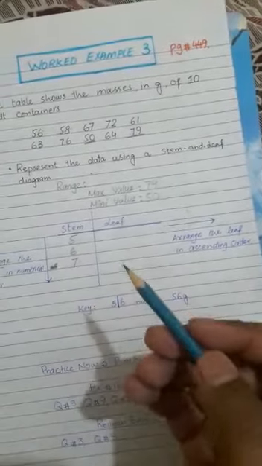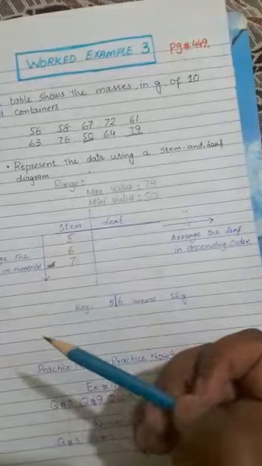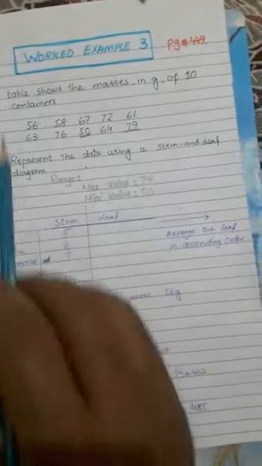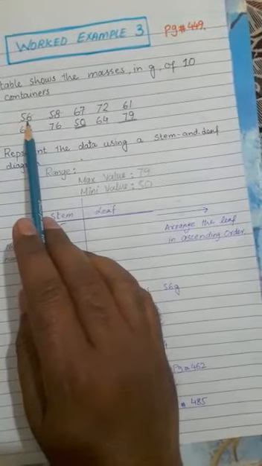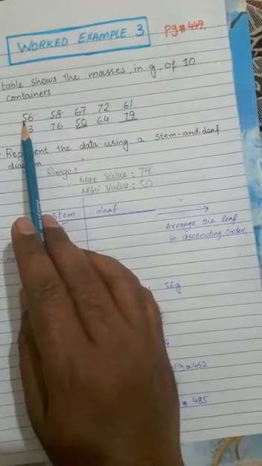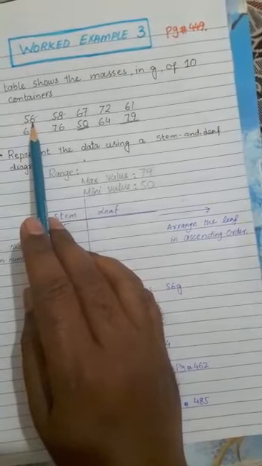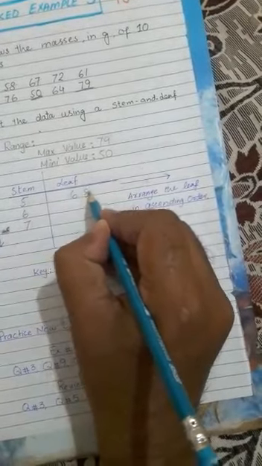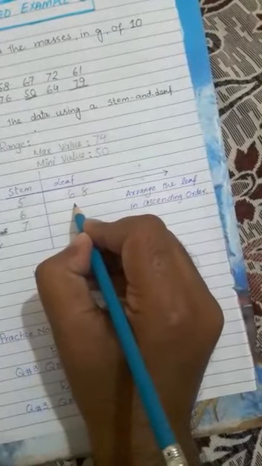Now we pick one value at a time from the data and put it into our table. The first number is 56. In 56, the first digit, which is 5, is the stem, and the 6 is the leaf of this number. So put this number in the first stem, leaf 6. The second one is 58. It is also in the same stem, leaf 8. Then 67 in the second stem, leaf 7.